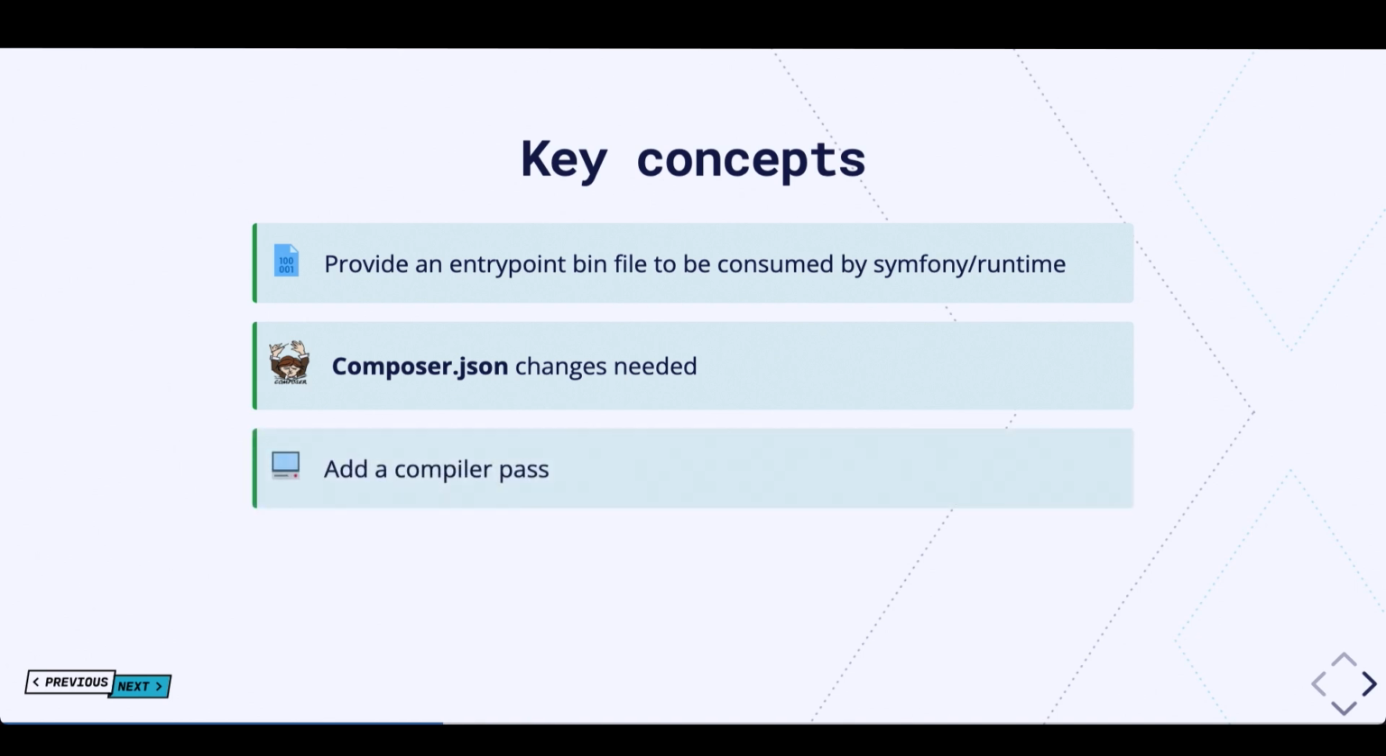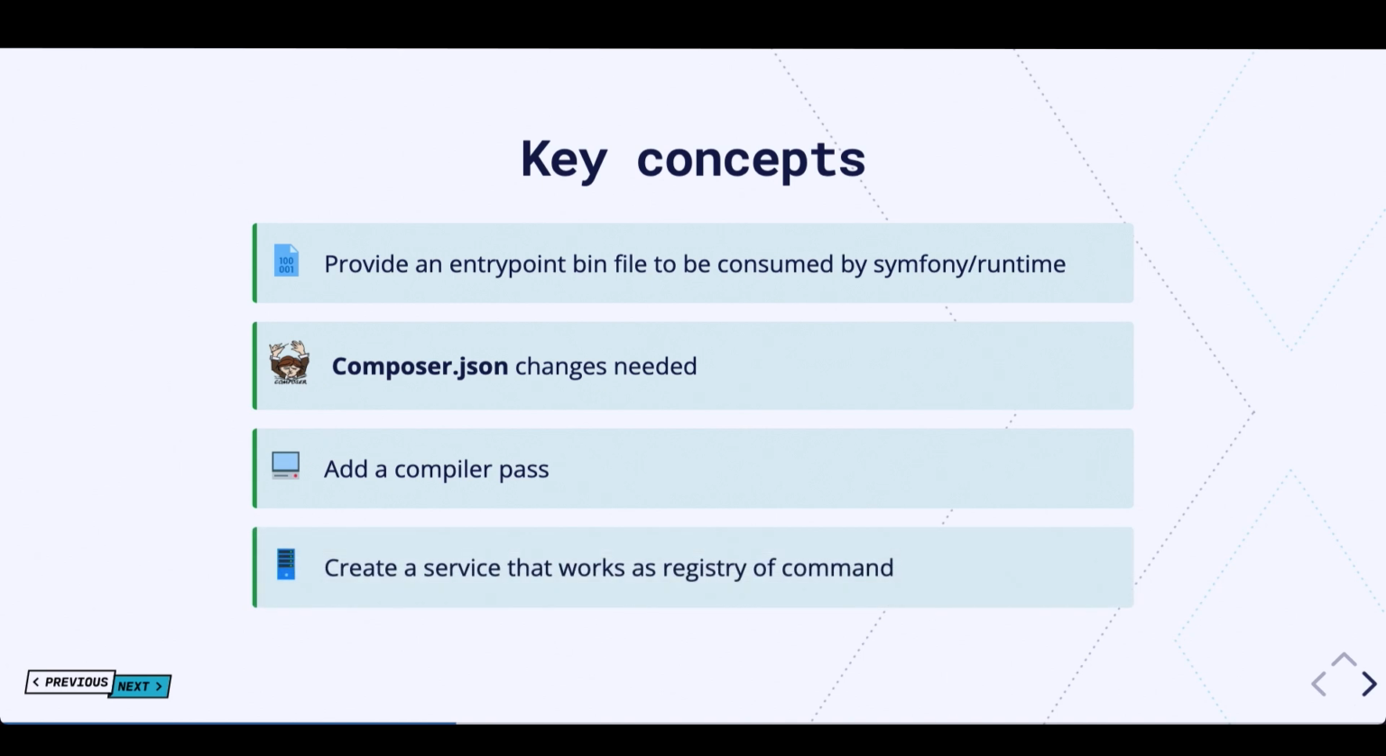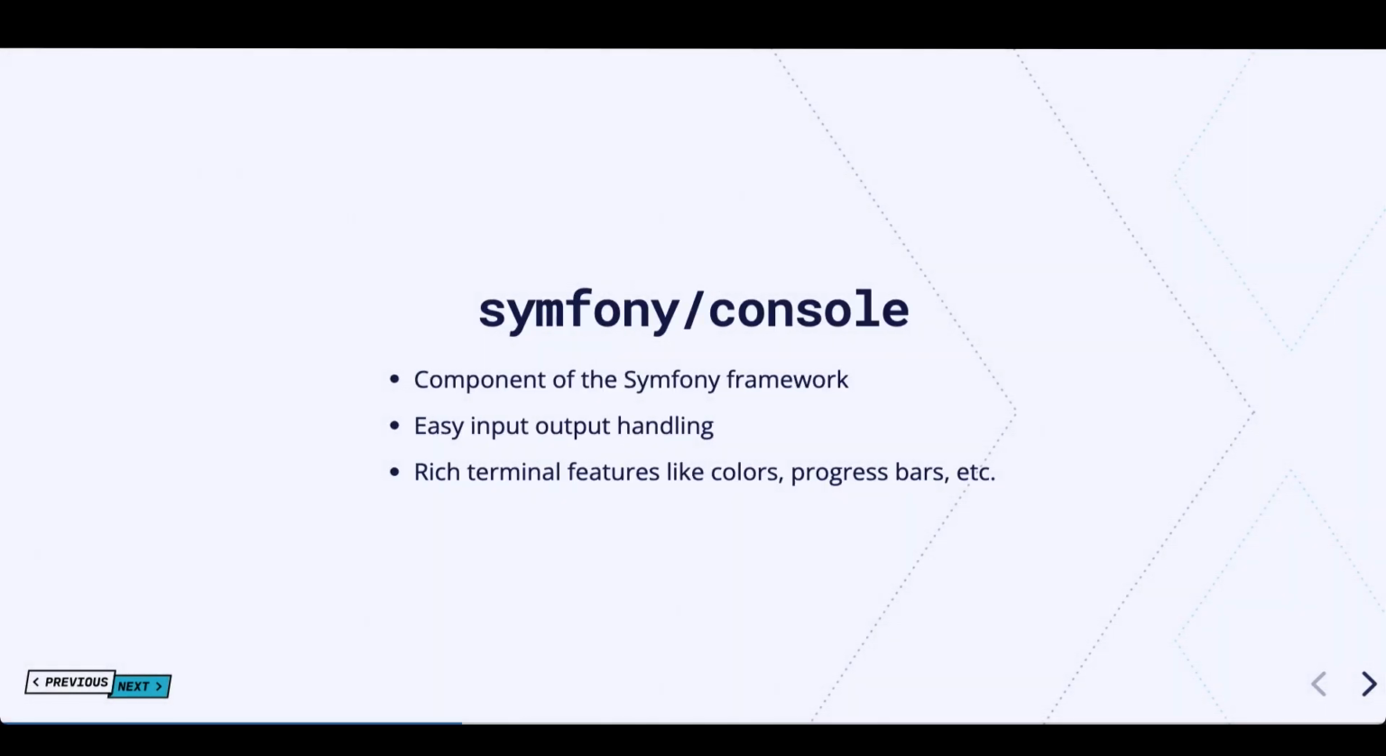Next one is we need to add a compiler pass. The job of the compiler pass is to basically iterate through all the commands that we have declared in our modules, register them as services, and pass those to the command loader service. The command loader service is something which works as a registry of all the console commands that we have defined. So that's the kind of key concepts. We will see each one by one.